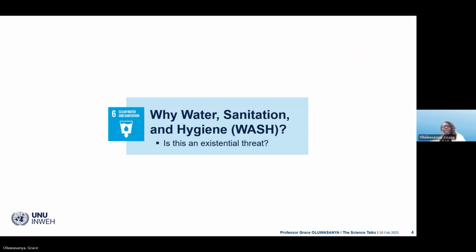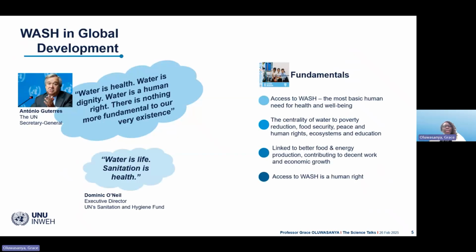Is water, sanitation, and hygiene, acronym WASH, really an existential threat? The UN Secretary General answered this succinctly. He said, and I quote, "Water is health, water is dignity, water is a human right. There is nothing more fundamental to our very existence." It couldn't be more correct.